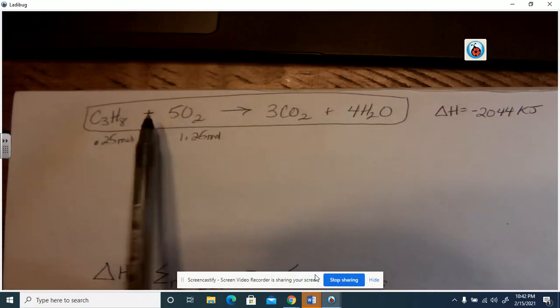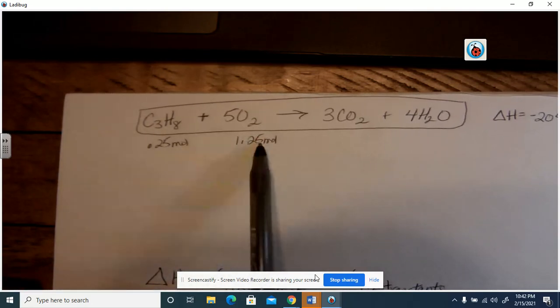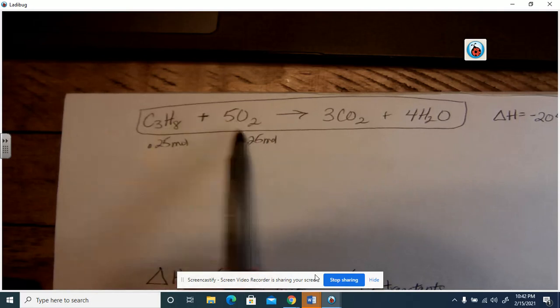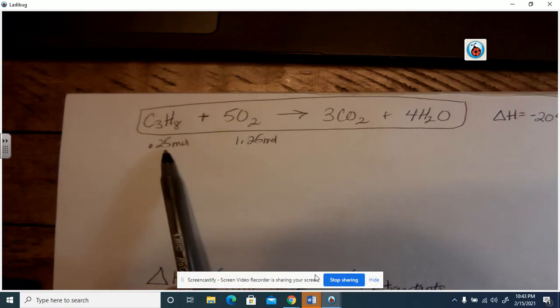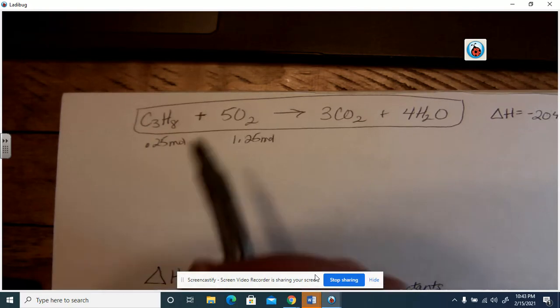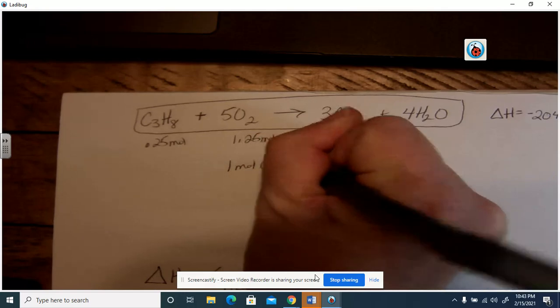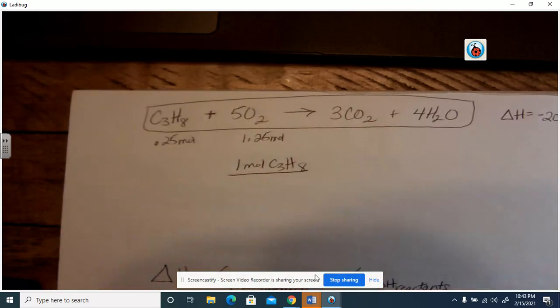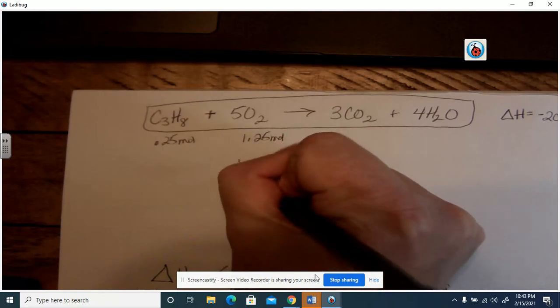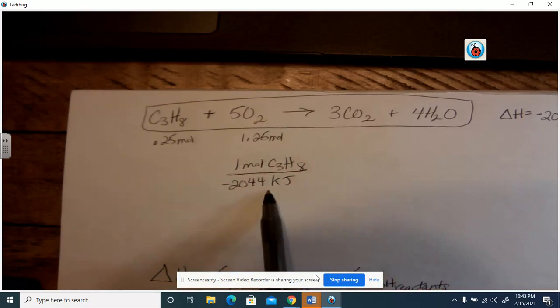That's the ratio. But now they're saying, what if you had only 0.25 moles with 1.25 moles of O2? And by the way, this is the correct ratio. If this is 1 to 5, and you had 0.25 of this, you'd have 5 times as much, which, ta-da, is 1.25. So we can use either one of these to check our ratio. So here's how we would set this up. For every 1 mole of propane, it will produce negative 2,044 kilojoules of heat. 1 mole will produce this much heat.